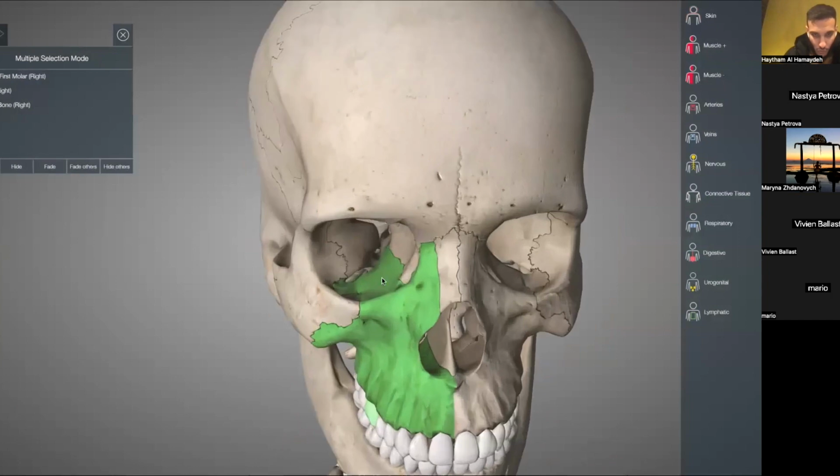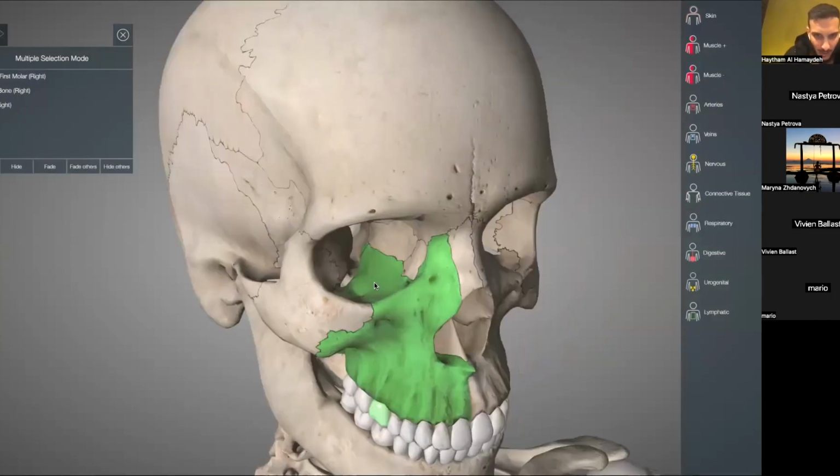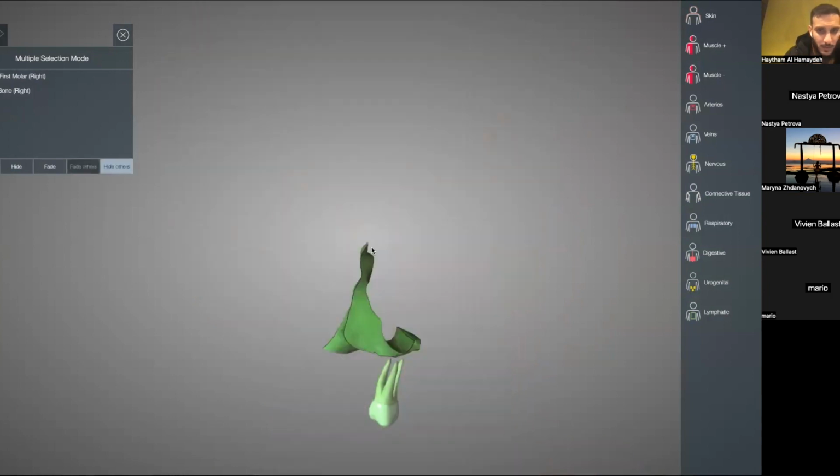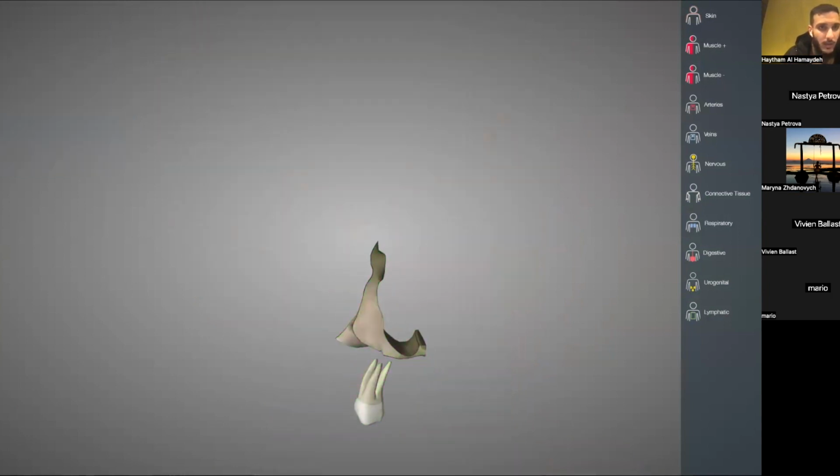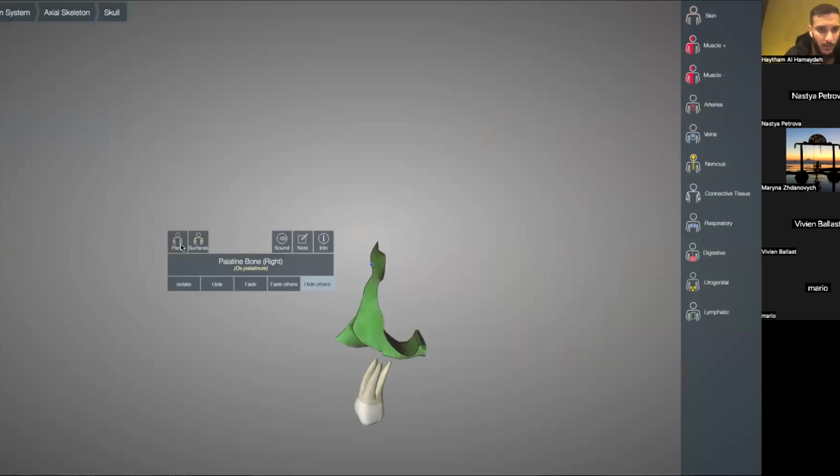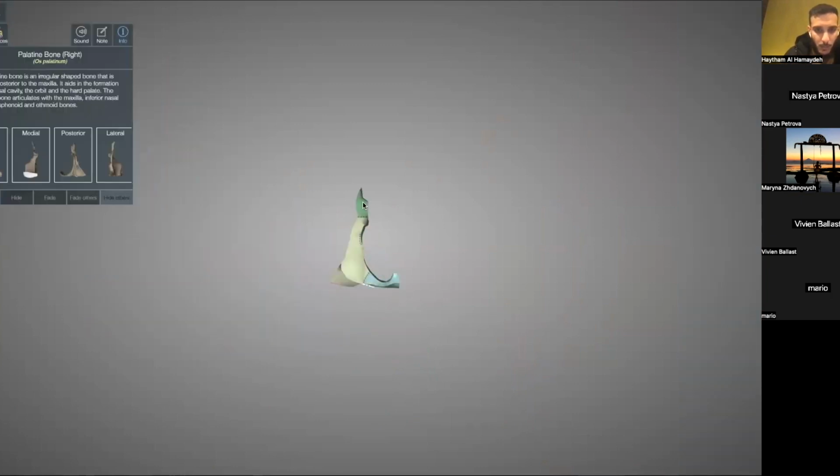Palatine. And it's maxilla. It is, yes. Perpendicular plate. Here. Why are the teeth in there? But okay. Parts. Boom. Orbital process. There we go.